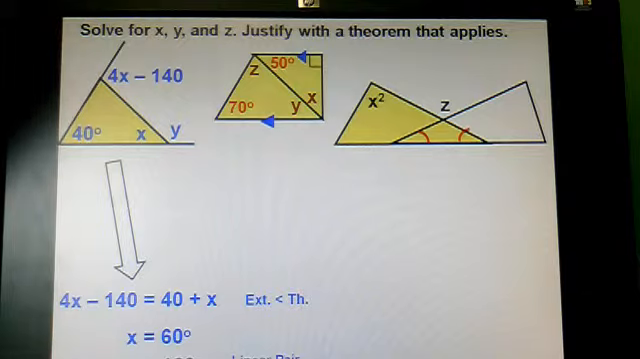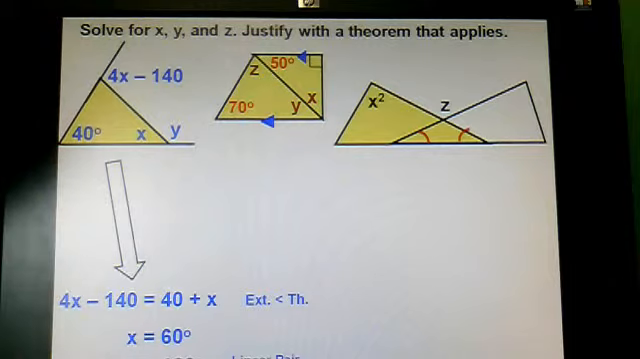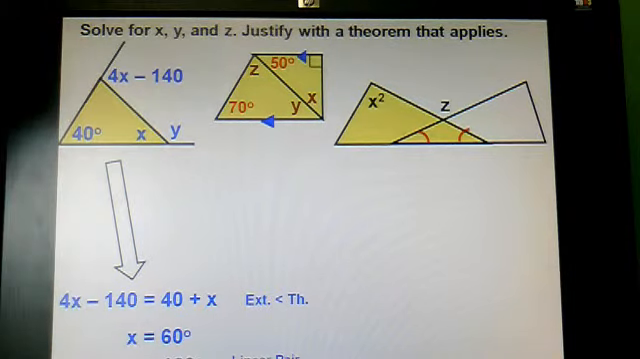The second question, a couple numbers just came up. 50 came up on here, and the 70 came up on here. And I want you to solve for x, y, and z. And also the blue arrows are on here. The blue arrows are important. Little review from chapter 3 built in here. Blue arrows meaning there's parallel lines.